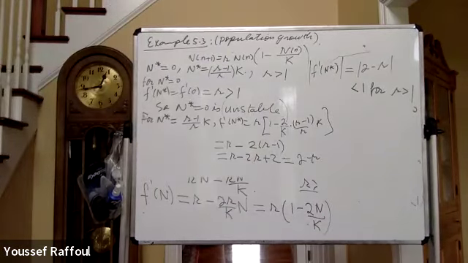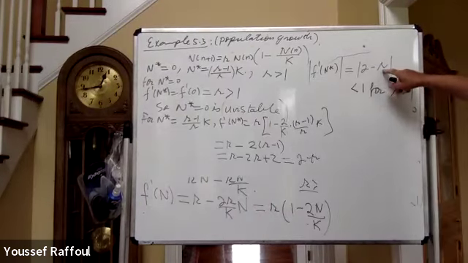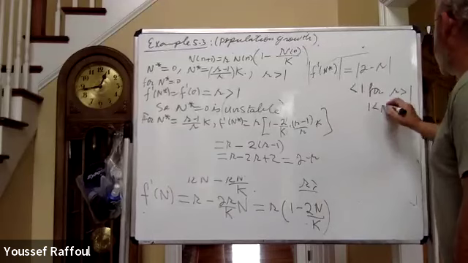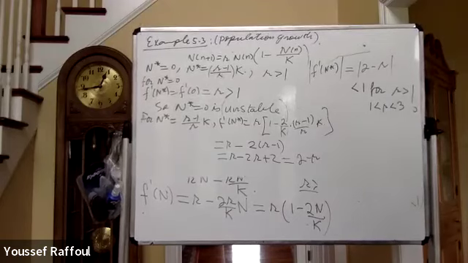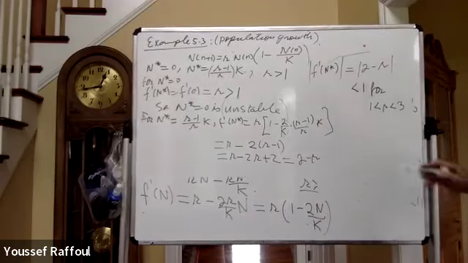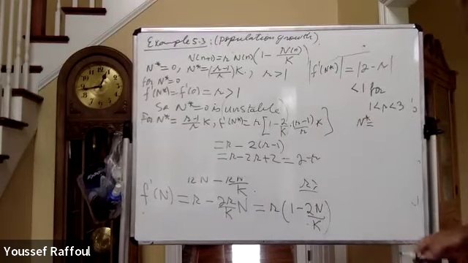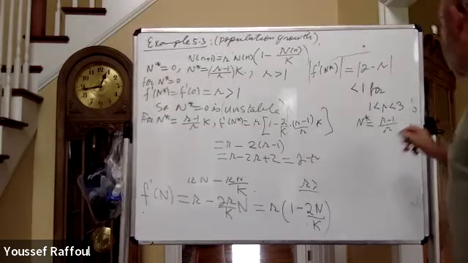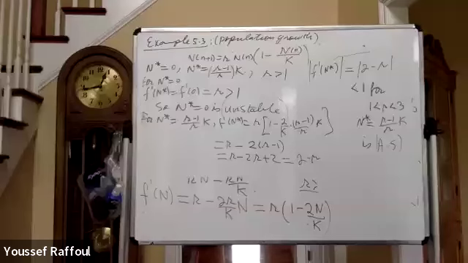Well, how big is this? If I take R equal to 3, that will be 1. So basically, 1 less than R less than 3. Okay? So in this case, the x star, which is R minus 1 over R times K, is asymptotically stable. Okay? Do you see what happened?